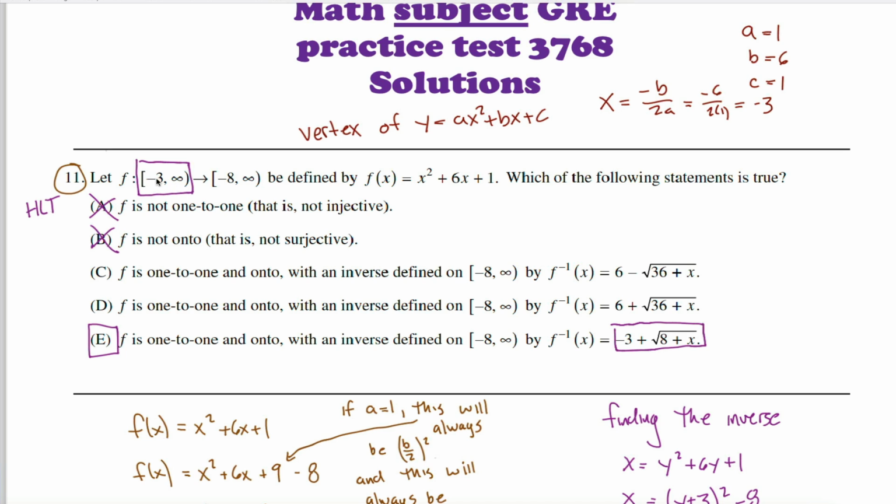If we know we're restricting our domain to start at the vertex and go in either direction, we know our function's going to be one-to-one. And you're like, yeah, what about the onto part? Well, if you're really strong conceptually, you can answer that without graphing also.